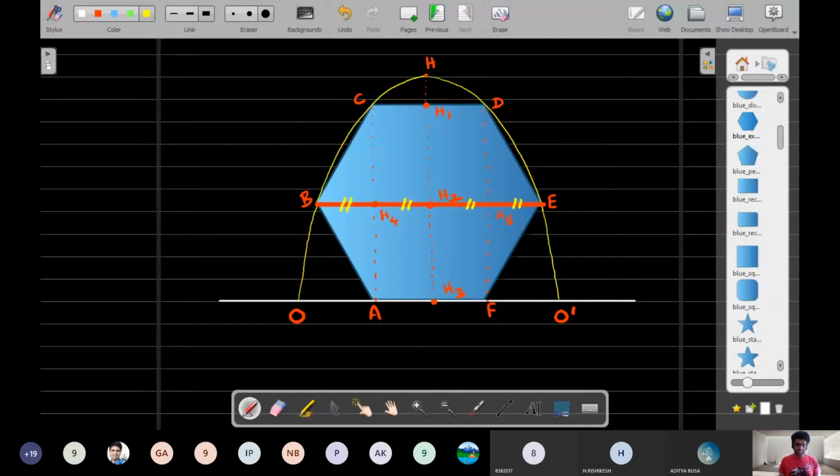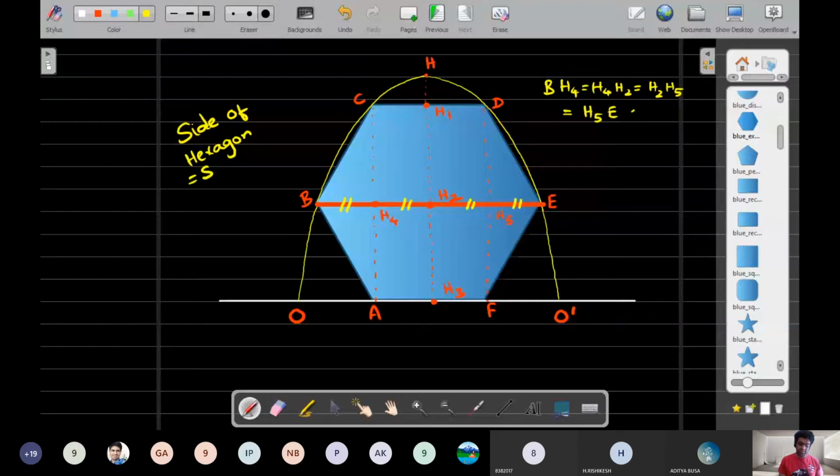Let's suppose the side of the hexagon, I know in the question he gave it as A, which is used for acceleration, so I would take the side as S, which is much better for me. I'll write each of these markings on the side: BH4 is equal to H4H2, which should be equal to H2H5, and all of it equal to H5E, and each of these is S by 2. I think you can clearly realize that. Each of these is S by 2.